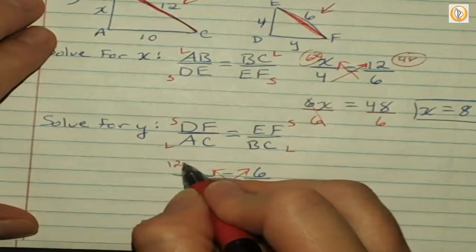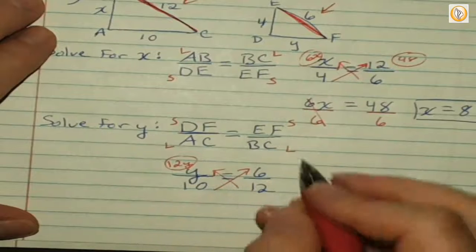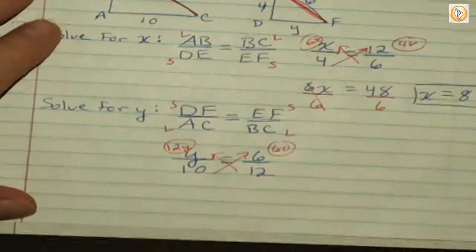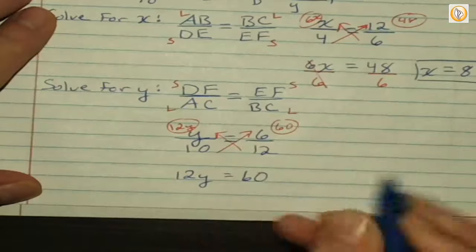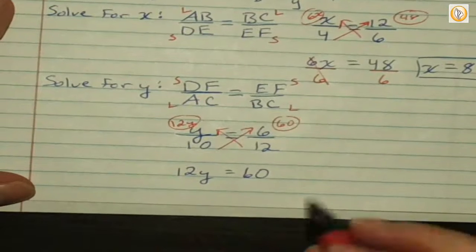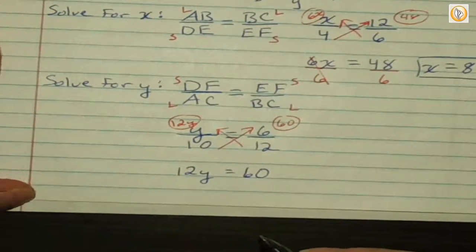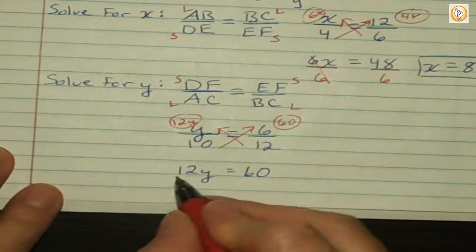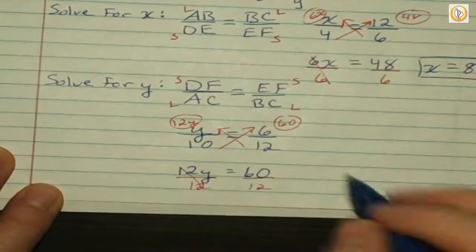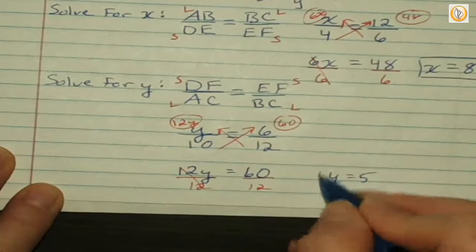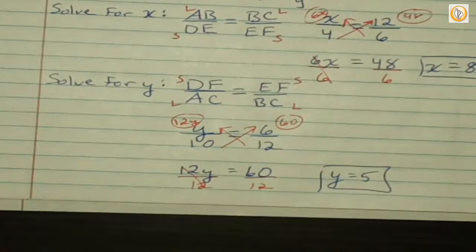I have 12y over here. 10 times 6 is 60 over here. So I have 12y equals 60. Cecilia, how do I solve for y? Very good. And I get y equals 5. Any questions?